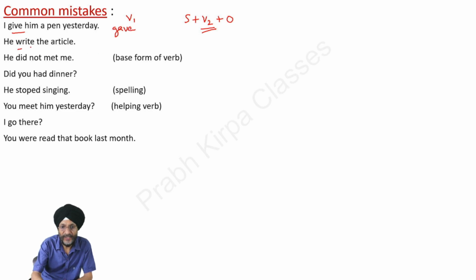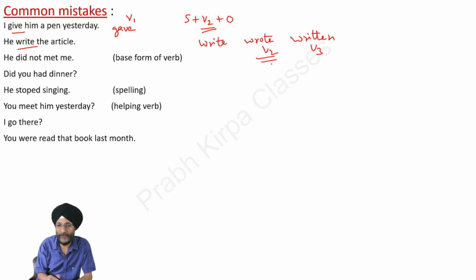Next, he write the article. Here you will also find that write is the basic form of the verb. Write becomes wrote, and third form of the verb is written. Here you are to use second form of the verb. So we will write it as he wrote the article.